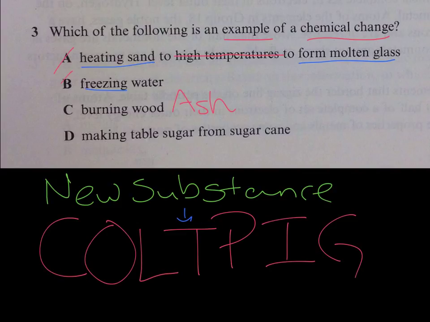Letter D, making table sugar from sugarcane. Alright, so in this case, all you're doing is getting the sugarcane and turning it into sugar. But are they both made of the same thing? Yeah, they are. So in that case, is it a new substance? Nope. Alright, good job. So you were right. Correct answer here is letter C, burning wood.